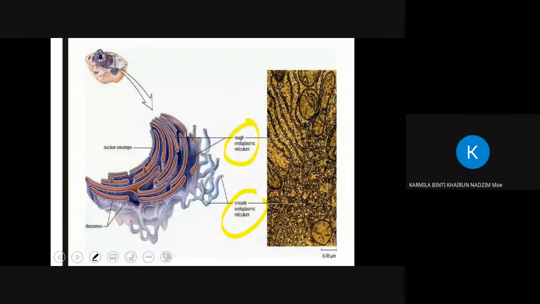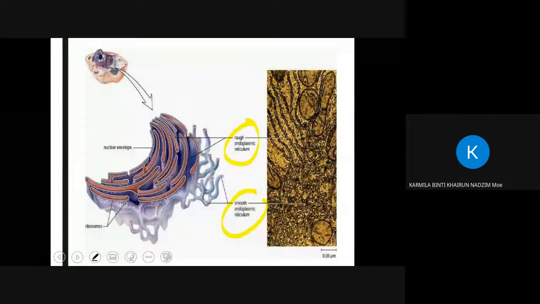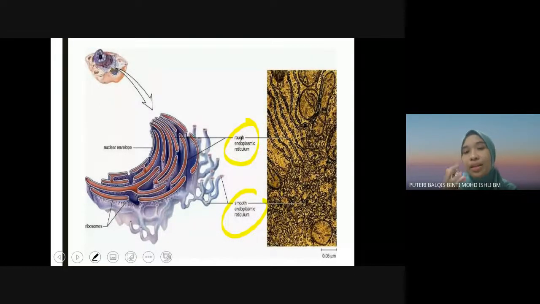Yes, madam. Iya, Carmila. Apa lagi difference? Function of both ER. Okay, you cakap function. Give me one function of rough ER. Rough ER dia to pack and transport protein. Okay. Smooth ER pula function dia untuk dia synthesize lipid. Okay, good. Very good. So, 3 lah.